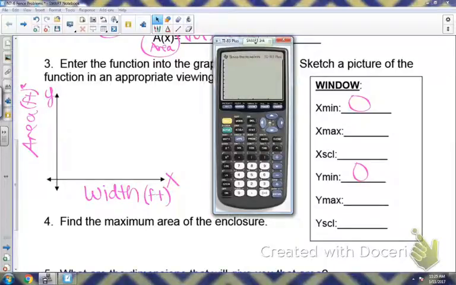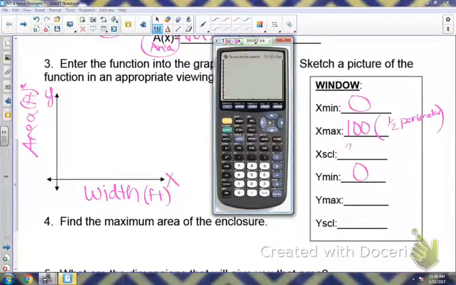Notice I am able to see that. You can barely see it, but you are able to see that x-intercept there. So I'm going to write this as 100. I'm just going to make a little note here: I did half of the perimeter, and then I increased by 25.